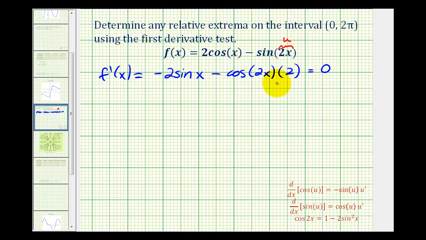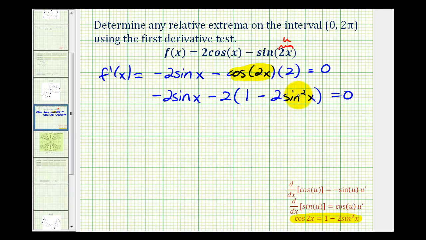There's a couple things going on here. Notice how we have two different trig functions and one's a double angle. So in order to write everything in terms of sine, we'll have to perform a substitution here for cosine 2x. We're going to replace cosine 2x with 1 minus 2 sine squared x. So we'll have negative 2 sine x minus, we still have this extra factor of 2, so it'll be 2 times the quantity 1 minus 2 sine squared x equals 0.